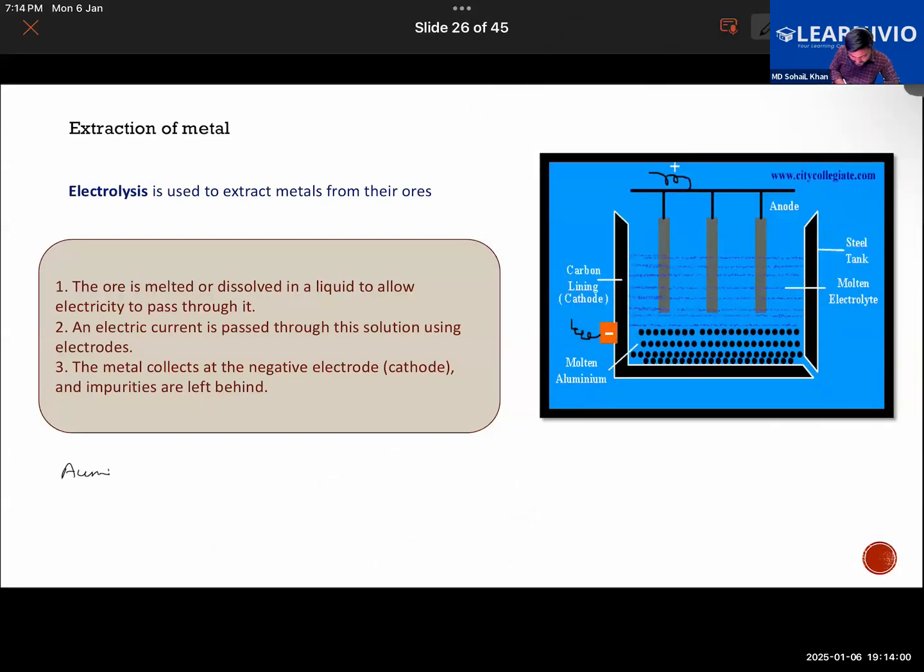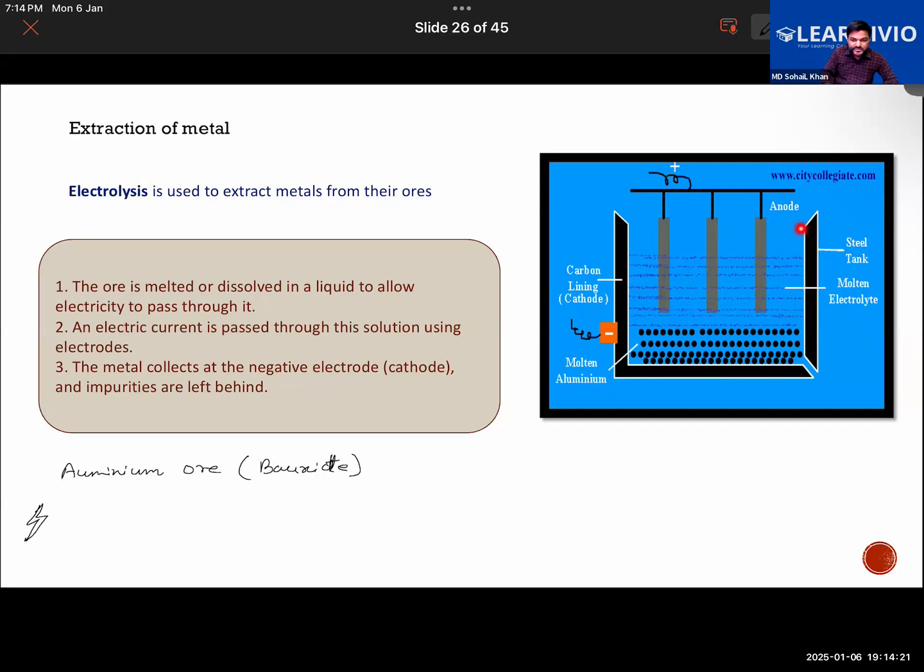So can I explain it again? Sure. See, aluminum ore, the name is bauxite. What happens when electricity is passed through this? By the way, is the setup clear to everyone?